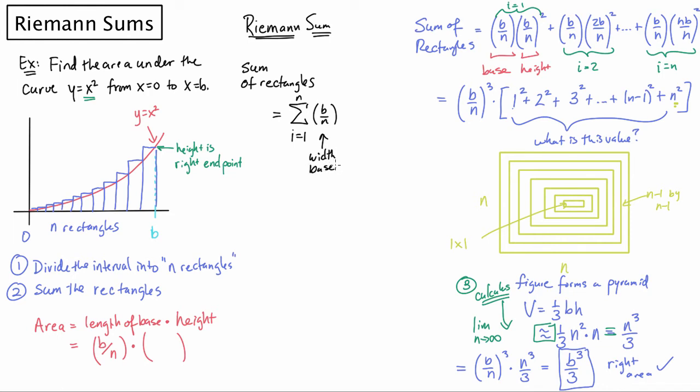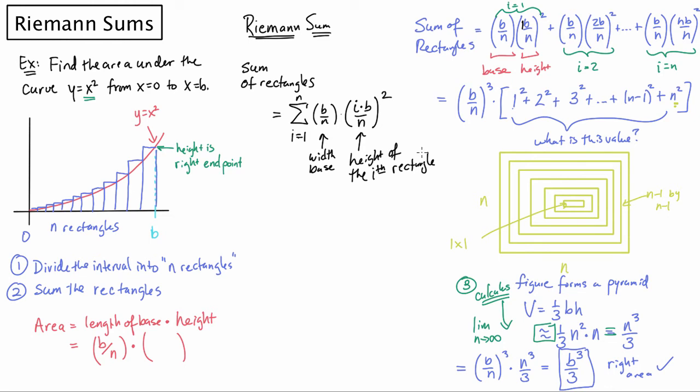So this is the width of the base. And then the height is changing based on which rectangle it is. So the first rectangle has a height of 1b over n. The second rectangle has a height of 2b over n. The third one would have a height of 3b over n. All these are squared. And so in general, which rectangle we're on determines the number for the height. So it's ib over n, squared. This is the height of the ith rectangle.